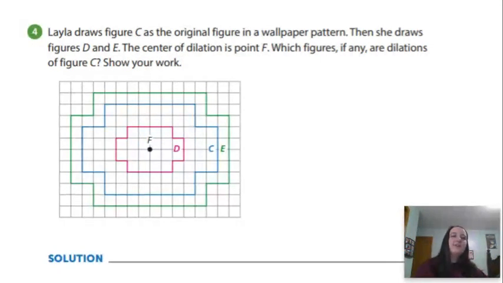Lastly, number 4 says that Layla draws figure C, in blue, as the original, and then they draw figure D and E here. Then this is your center of dilation, point F. Draw your arrows to see which of these shapes are a dilation of figure C. Other than that, that is all of your homework.